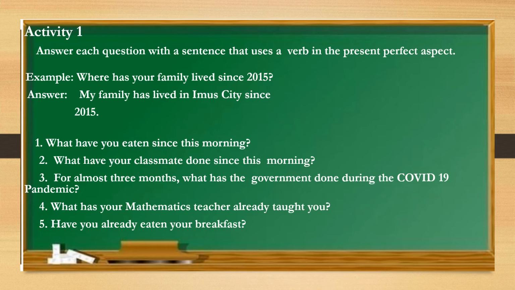Now, here's items 1 to 5. Number 1. What have you eaten since this morning? Number 2. What have your classmates done since this morning?